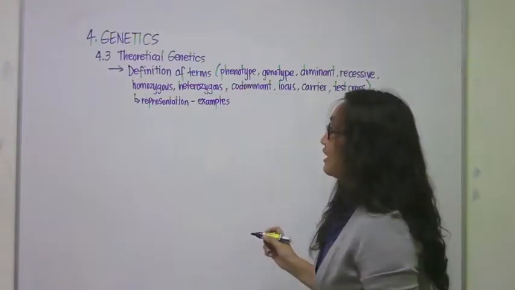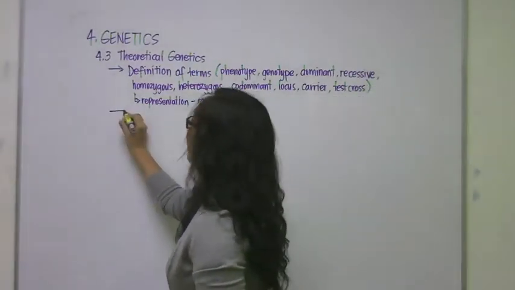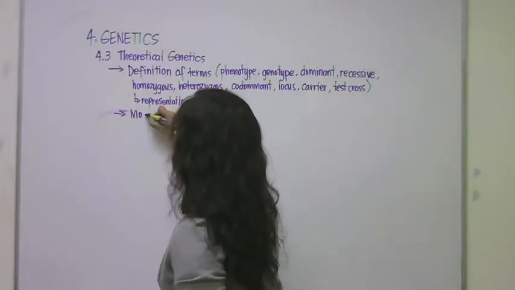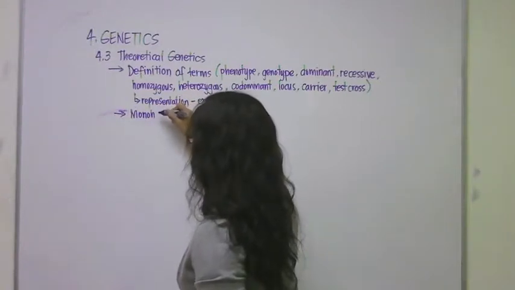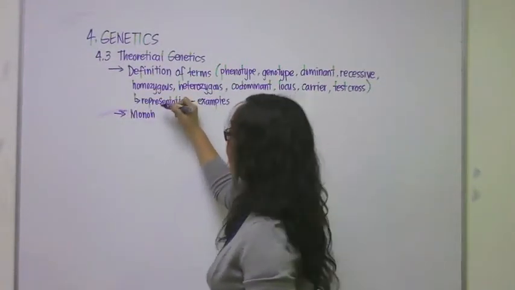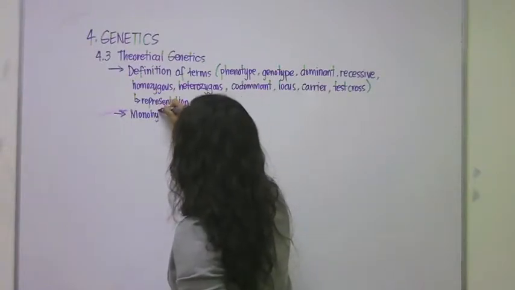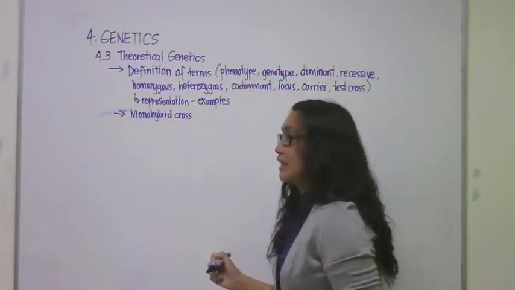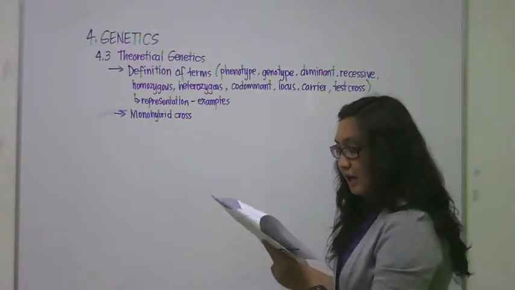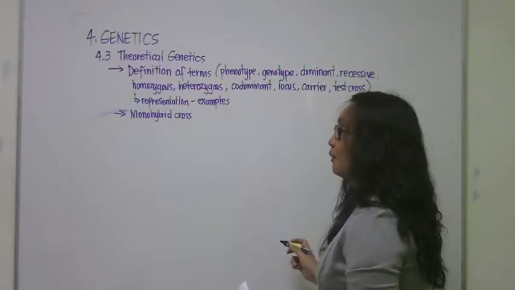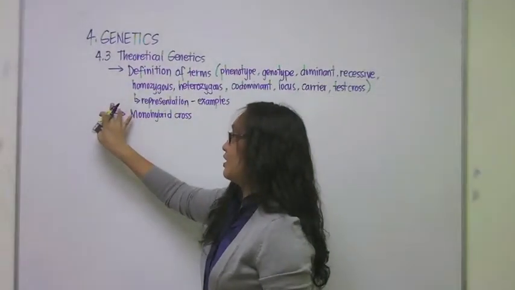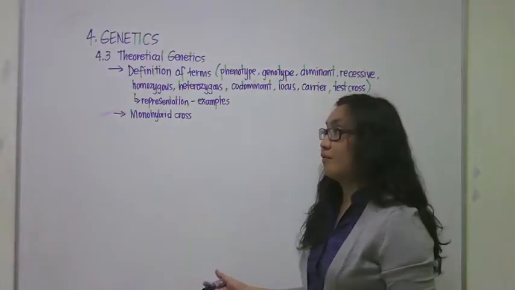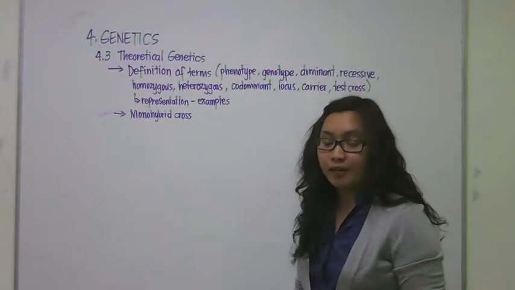Okay? So the next thing that needs to be discussed in theoretical genetics is the monohybrid cross. So monohybrid cross, this is the inheritance of a single set of characteristics. So you're only crossing one set of traits in this type. This is the most common and the most simple part wherein both SL and HL students can relate to, wherein they're just going to use a representation of this cross using a Punnett grid.